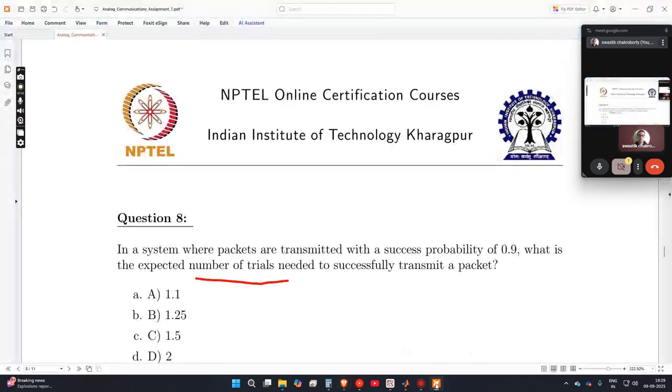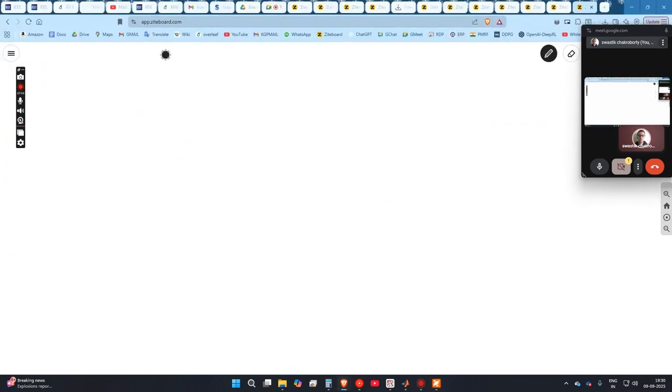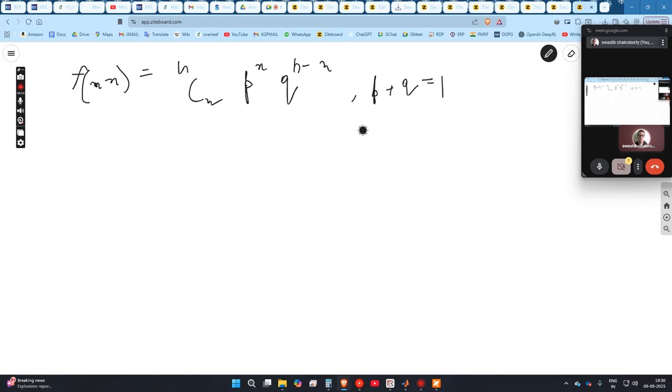So the next part is the binomial distribution. The binomial distribution is given as fx equal to n choose x, p to the power x, q to the power n minus x, where p plus q equal to 1. And x varies from 1 to n. So either you choose 1 success or n successes.